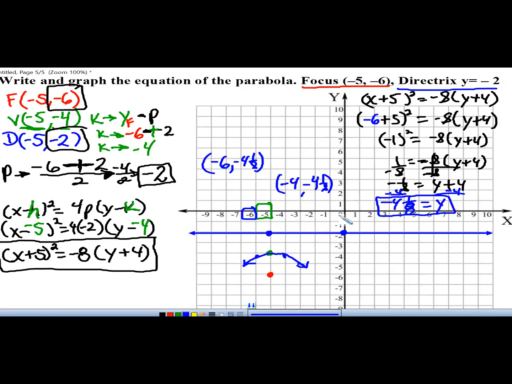Could we have used 0 and substituted and did the work? Yes. Could we have chosen -1 instead of -6? Yes. Could we have chosen negative? Yes. Any number on the right of that vertex for the x values, or on the left, you can use. And once you get that, you just reflect that to the other side.